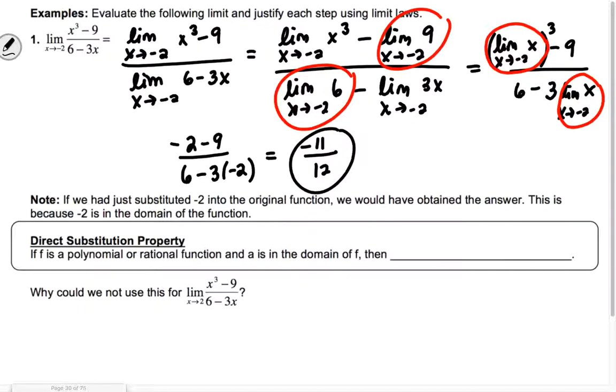Oh, I forgot my cube. Darn, I knew I was going to do that. So let's see. So -8 minus 9 over 6 plus 6. So what, -17 over 12? Is that right?